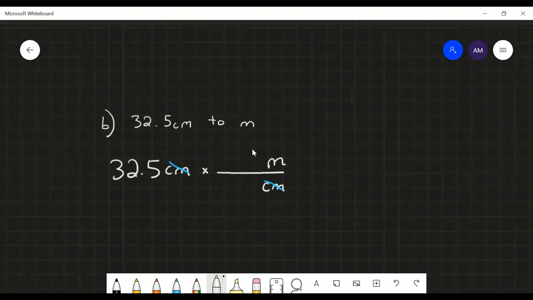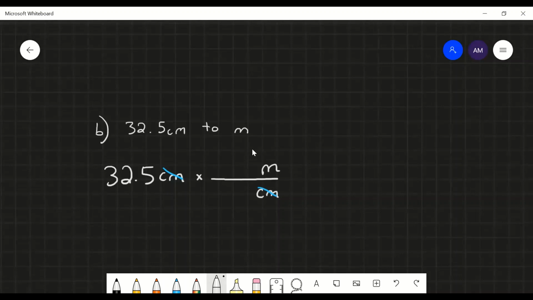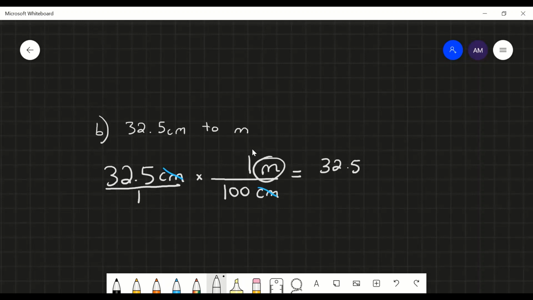So what's the conversion again? Well, let's remember from question 1. 1 meter is the same as 100 centimeters. So 1 meter is the same as 100 centimeters. Now we can turn this into a fraction by putting it over 1 and multiply. So 32.5 times 1 is 32.5. And there's meters, that's the only unit that's left, divided by 100. And we do not put centimeters because the centimeters have been canceled out.